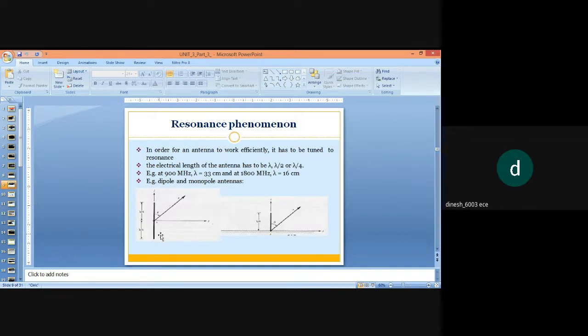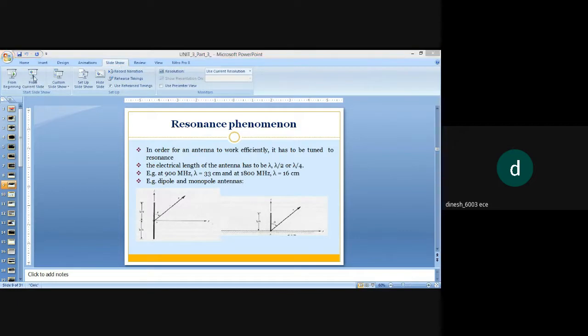Two poles connected, lambda by 4, lambda by 4, lambda by 4. This is pole 1, this is pole 2. Here you can see on the right-hand side you have only a single pole, this is lambda by 4. So in the x direction, electric field, in the y direction, magnetic field, and in the z direction, the electromagnetic field will propagate.